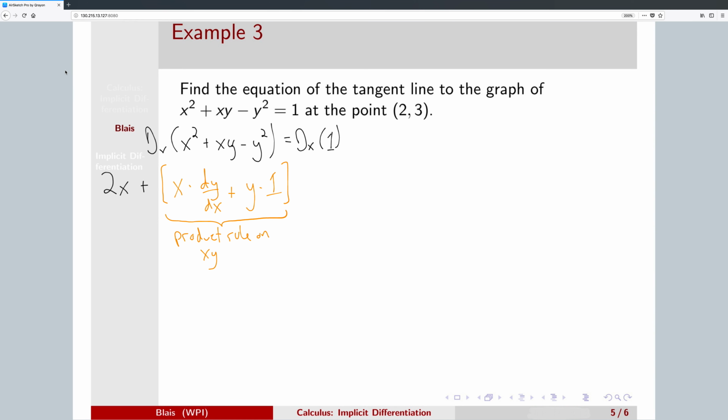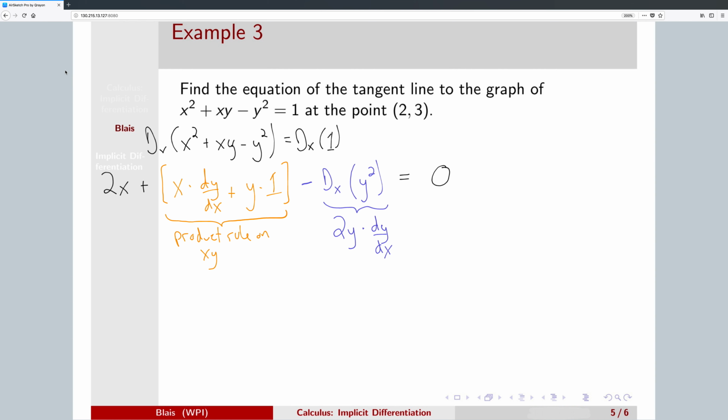Then for the next term, we have minus, and maybe we can write it like this, derivative with respect to x of y squared. And then on the right, the derivative of 1 with respect to x is just 0. This term here, as before, we have a chain rule problem, so the derivative of the outer function, 2y to the 1, times the derivative of the inner function, dy dx. Now we have an expression that involves dy dx, and we need to solve for it.